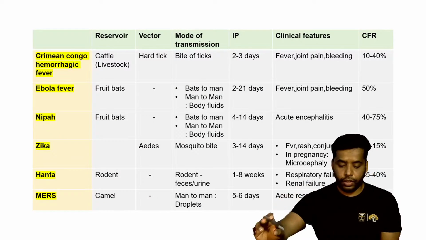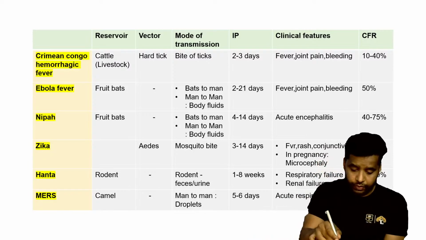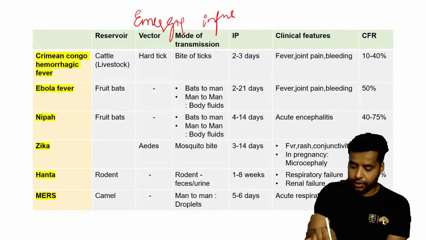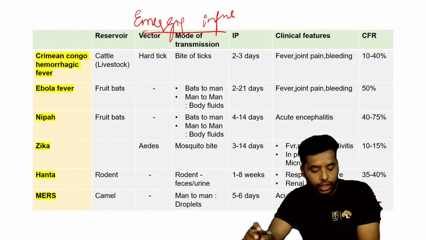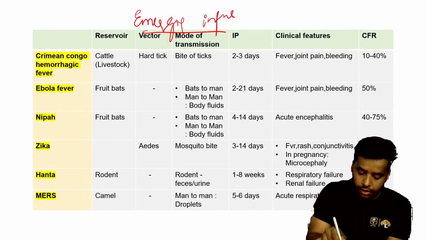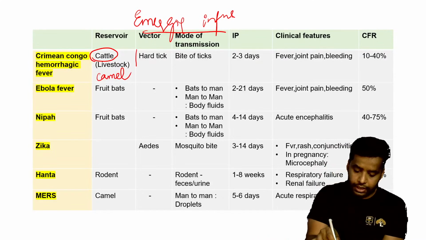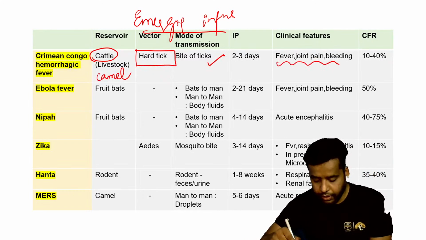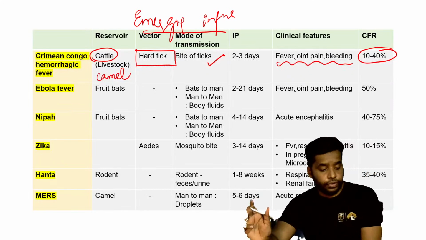Come to one more important topic in communicable diseases, that is emerging infections. When the words emerging infection come, they'll ask many questions on new infections like CCHF. What is CCHF? Crimean Congo hemorrhagic fever. The reservoir is cattle and camels. The vector is the hard tick. So a tick bite can lead to viral hemorrhagic fever: fever, joint pain, bleeding. Case fatality is 10 to 40%. What is the vector of CCHF?